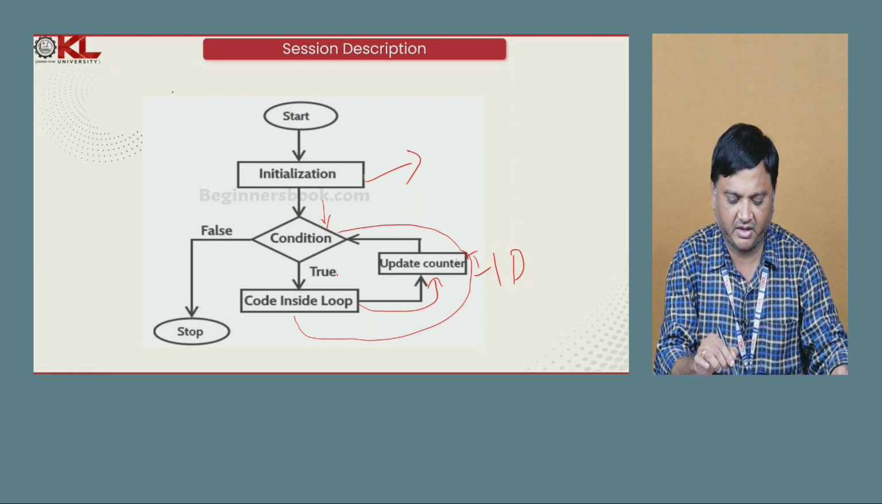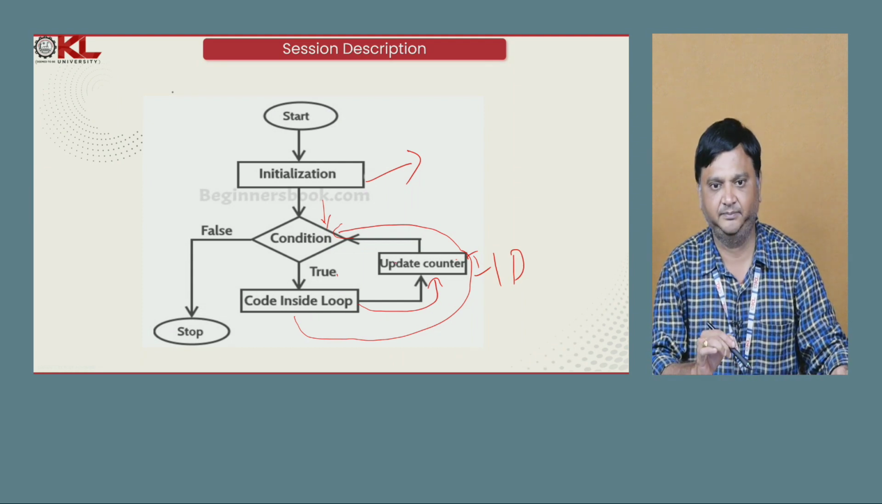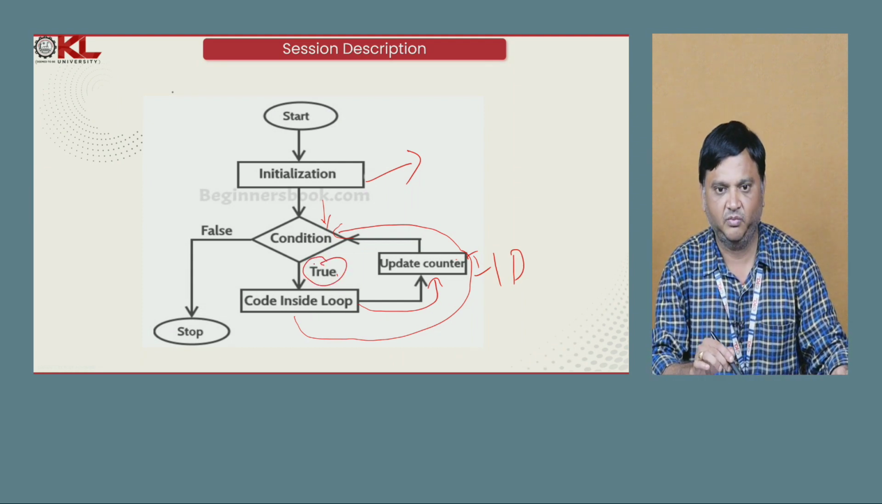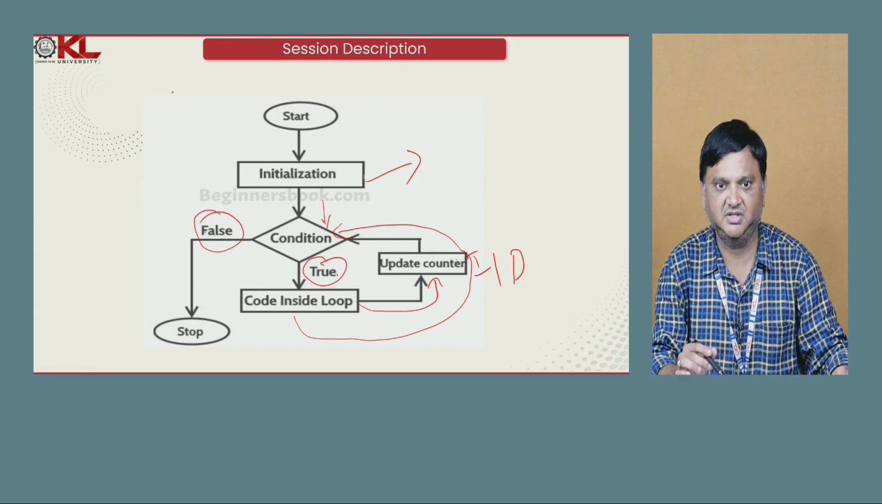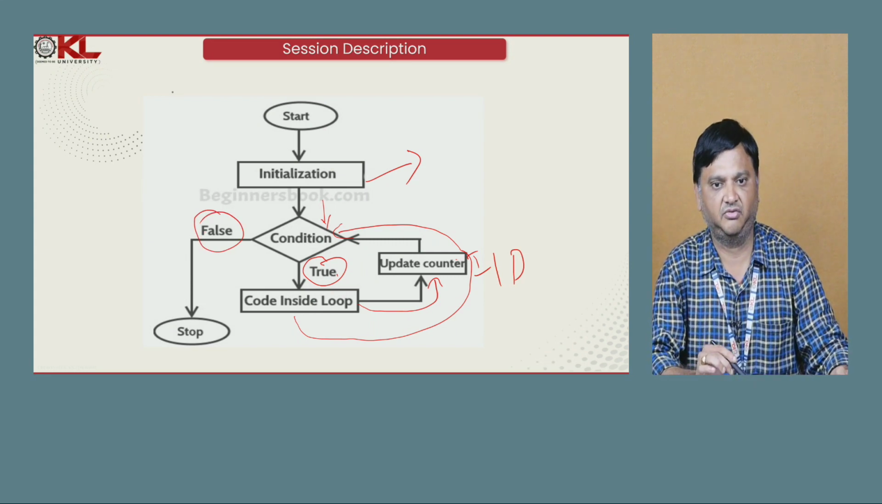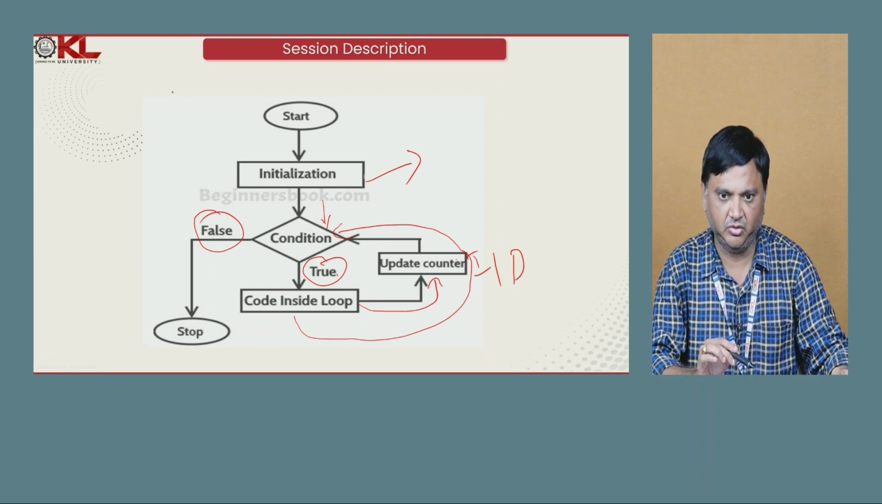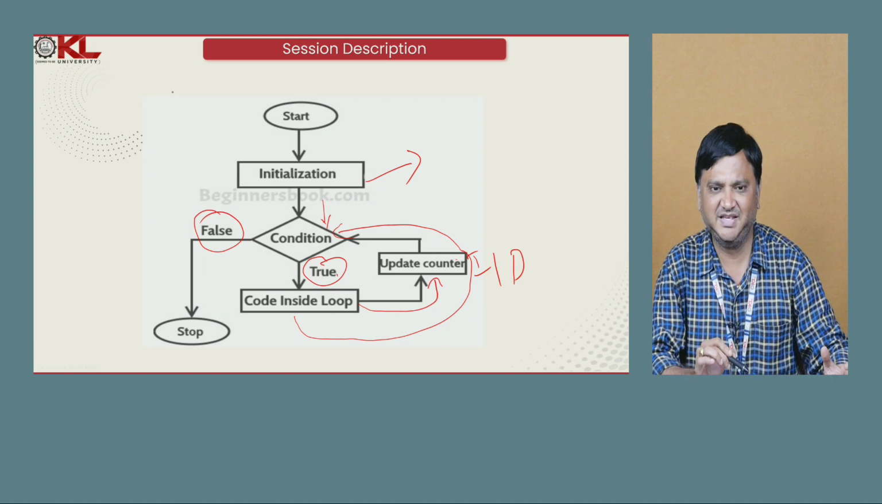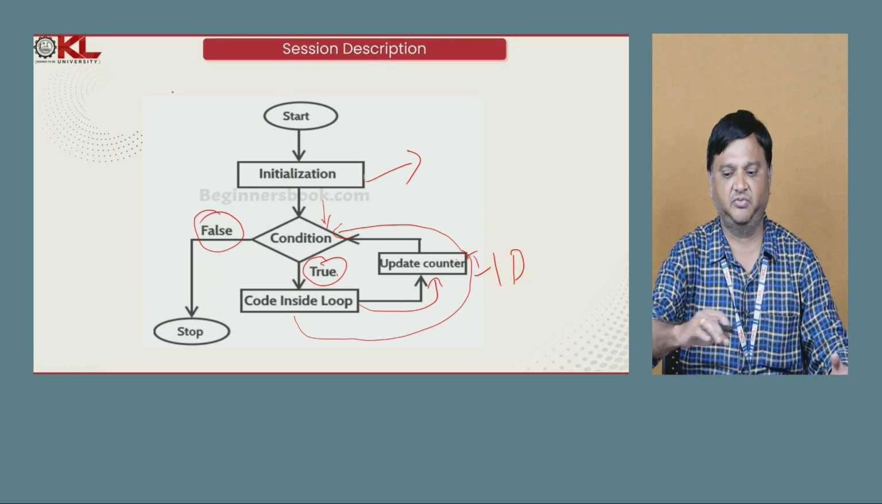Again from the increment or decrement you have to check the condition. This process will be repeated until the condition is true. Once the condition becomes false, you have to come out of the loop. So this is what the flow chart of a for loop will be. So let's go deeper into the for loop by writing some basic examples so that you can understand how a for loop works.